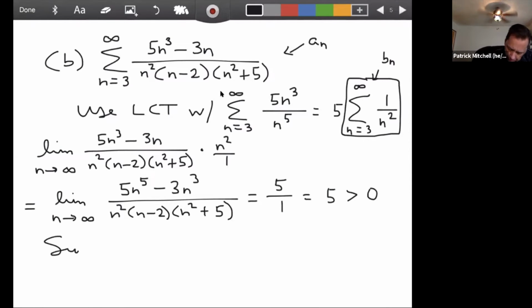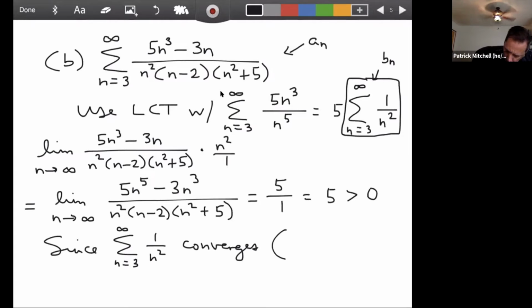And as I mentioned a moment ago, the sum n equals 3 to infinity, 1 over n squared, what does that do? It converges. It is a p-series with p equal to 2, which is greater than 1. And I should also mention this series starts at 3, n equals 3.